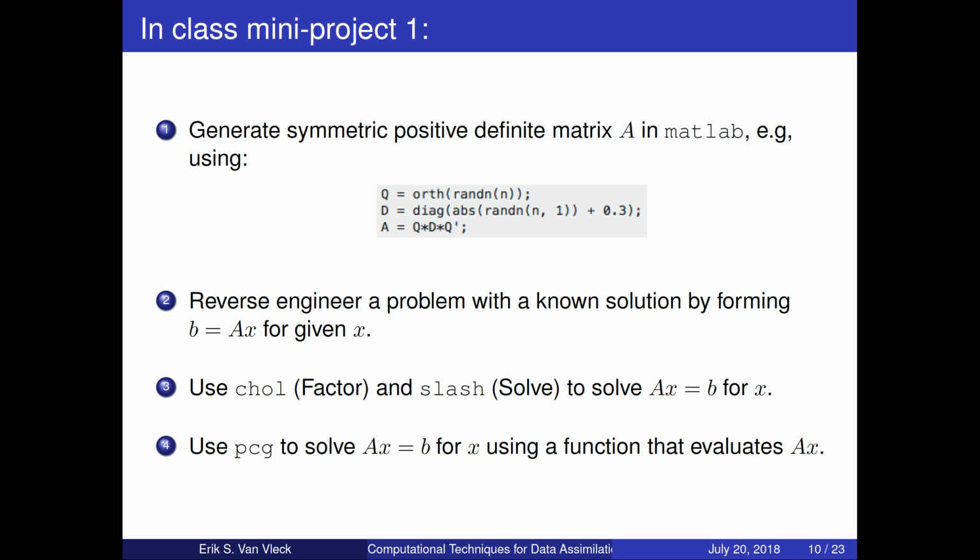And so the idea of this project is to use the direct method first, using the Cholesky factorization and slash to do the solve, and then PCG, the preconditioned conjugate gradient method, as the iterative method. One thing you might try is increasing the dimension of the problem. In the code fragment above, the dimension of the problem is n, and seeing how the efficiency of the algorithm changes as you increase n.